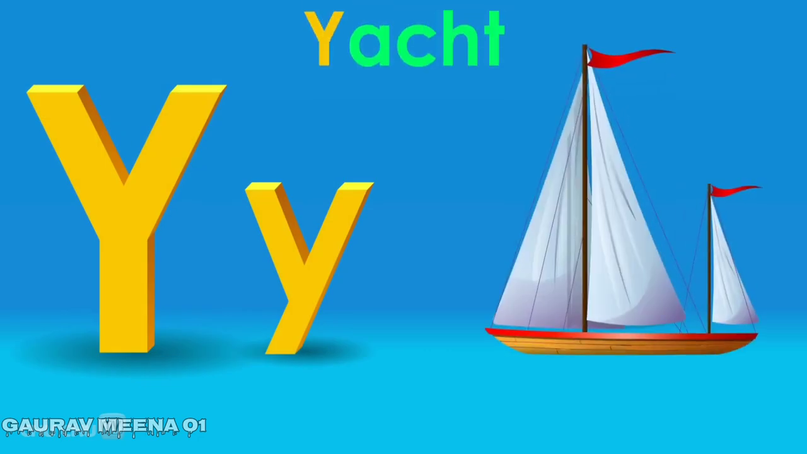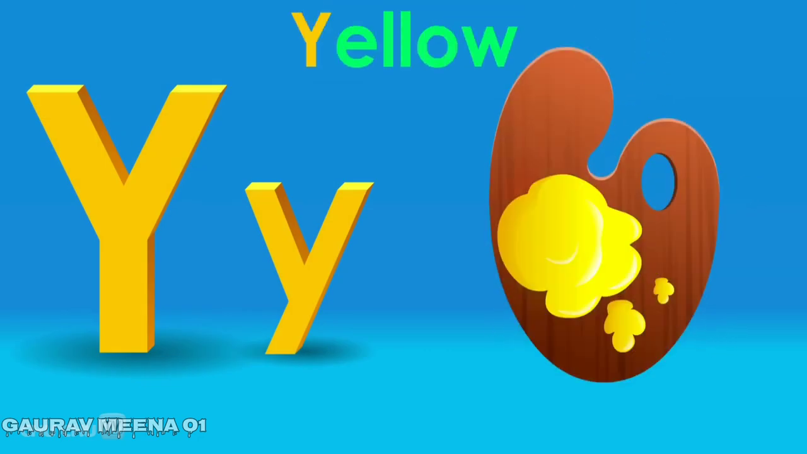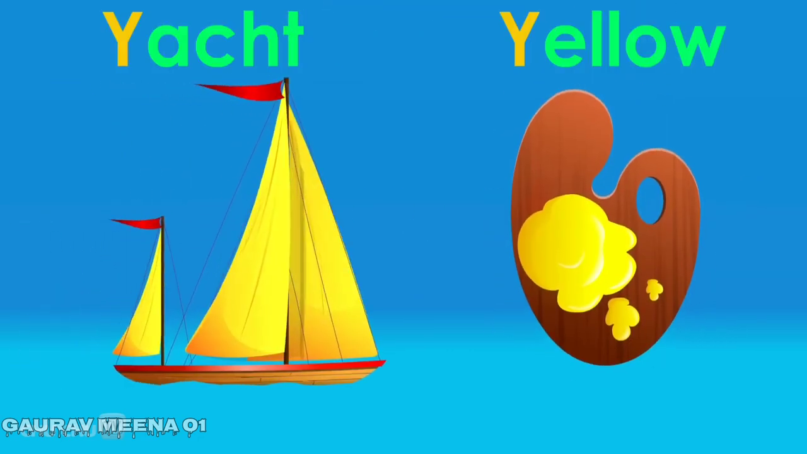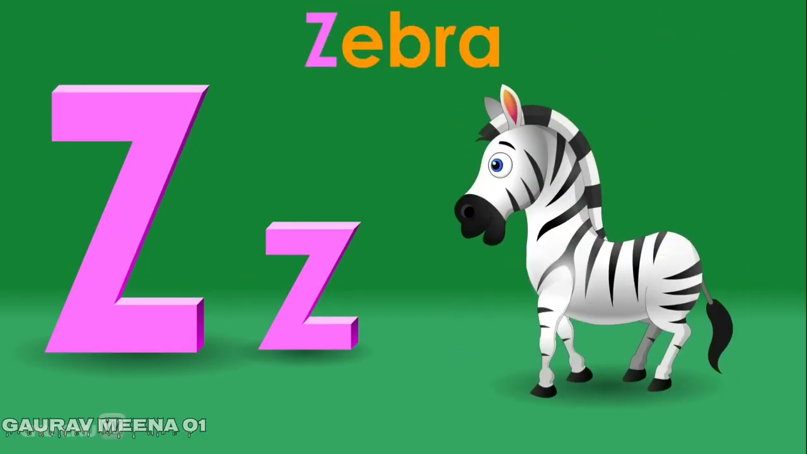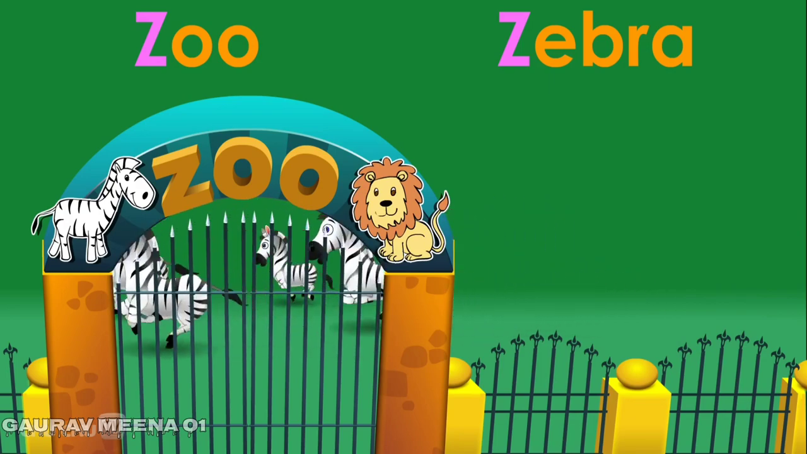Y for yacht and Y for yellow. Z for zoo, Z for zebra.